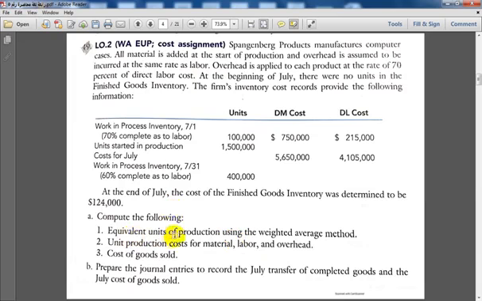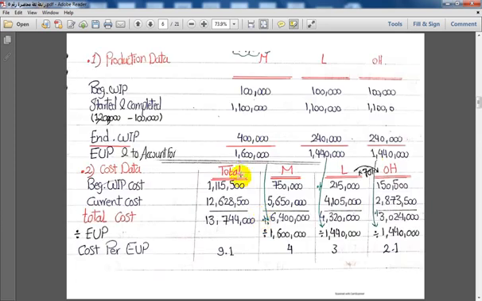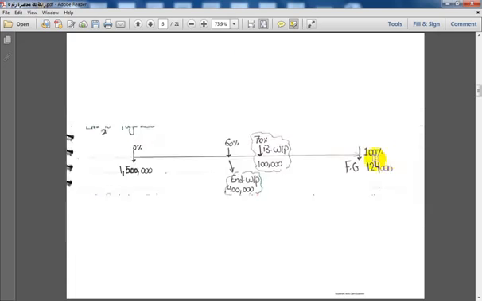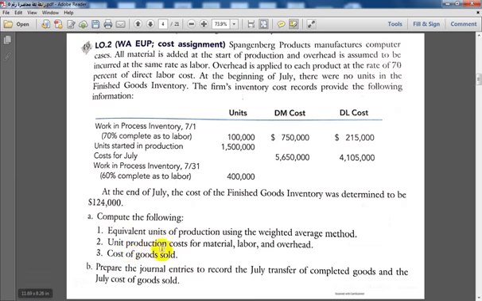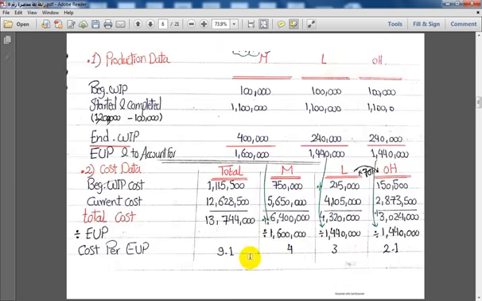So equivalent units of production using the weighted average method equal, from direct material 1,600,000, from direct labor 1,440,000, overhead 1,440,000. Unit production costs for material, labor, and overhead: for material equals 4, labor equals 3, overhead equals 2.1. Total cost per equivalent unit equals 9.1.